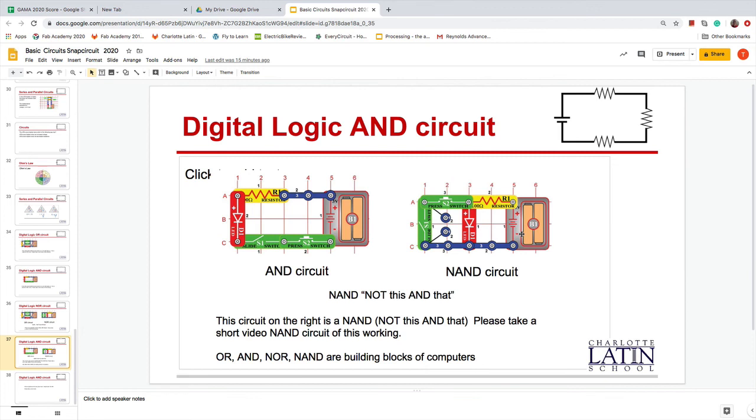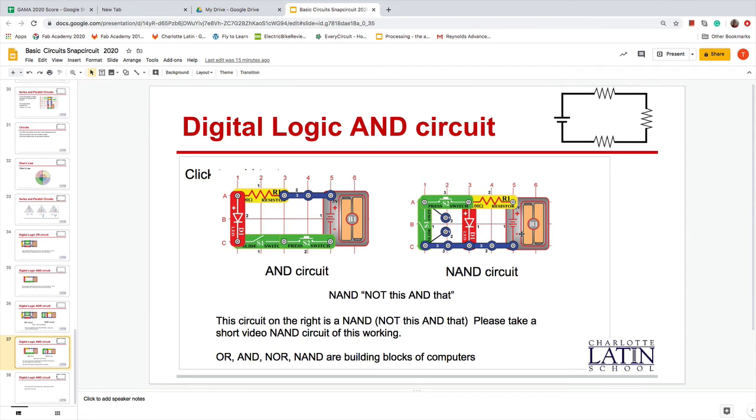We use OR, AND, NOR, and NAND circuits as the basics. Now they become transistors. They don't use LEDs or physical switches. We use what are called transistors. Hopefully in a computer science or electrical engineering class we'll talk about what transistors are, but it's basically a little circuit, a little switch like this. These little switches in NAND or NOR are what we use to control computers.